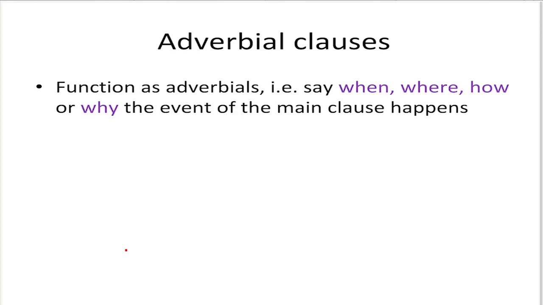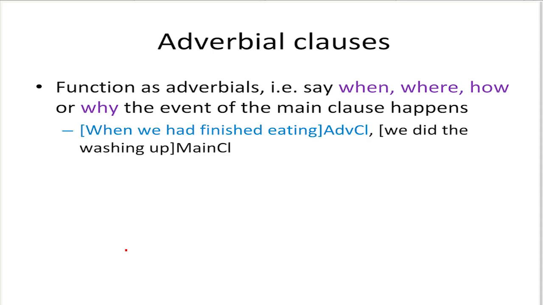The third type of subordinate clause is called adverbial clauses. Adverbial clauses are clauses that function as adverbials, so they say something about when, where, how, or why the event of the main clause happens. The subordinate clauses that we looked at when we talked about complex sentences in the last lecture were all adverbial clauses. Here are some examples.